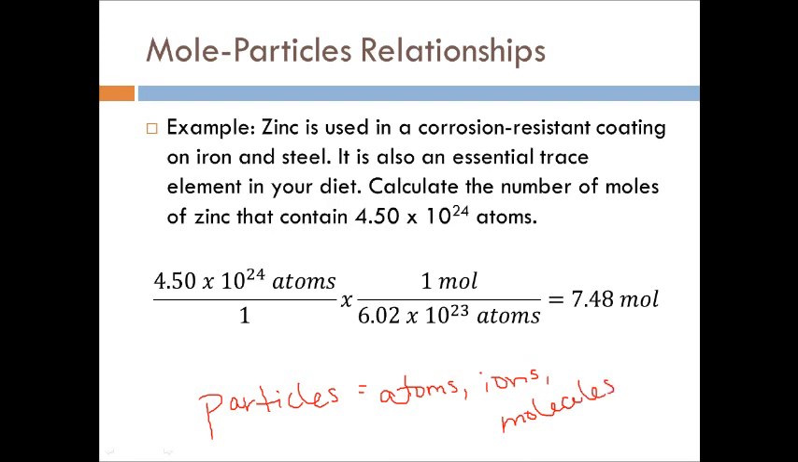Alright? So this example. Zinc is used as a corrosion-resistant coating on iron and steel. It is also an essential trace element in your diet. Calculate the number of moles of zinc that contain 4.5 times 10 to the 23rd atoms. So here we go. We're going to take 4.5 times 10 to the 23rd atoms and place it over 1. The reason why we do this is because that's the number we're given here. So with these, you always start with the number.